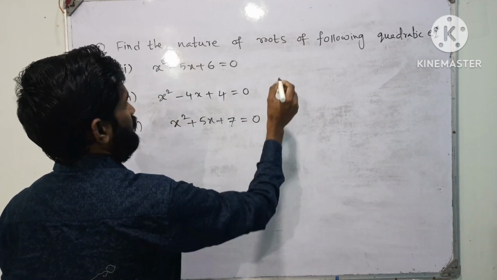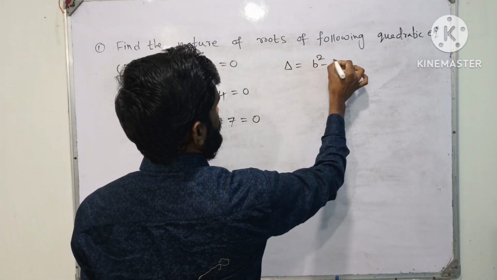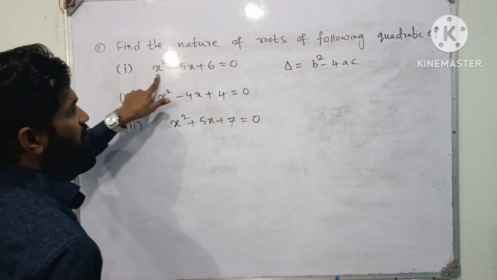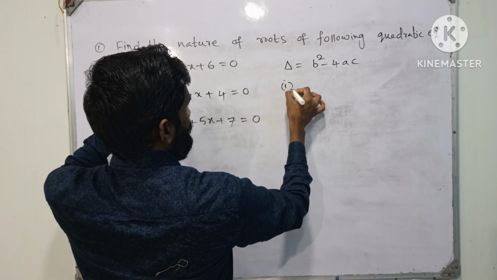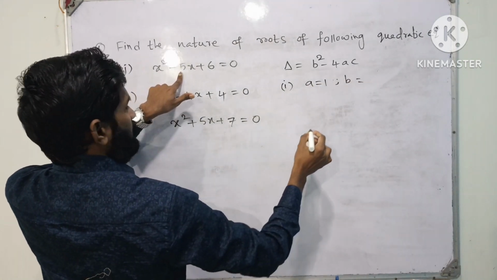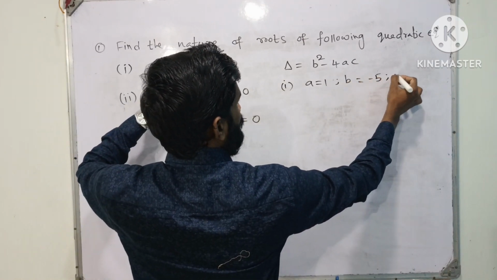What is the discriminant formula? Here we have discriminant is b square minus 4ac. Now here what is a value? A value is 1. For the first question I am writing a value is 1. And what is b value? We need to compare with ax square plus bx plus c. Here it is minus 5. And what is c value?